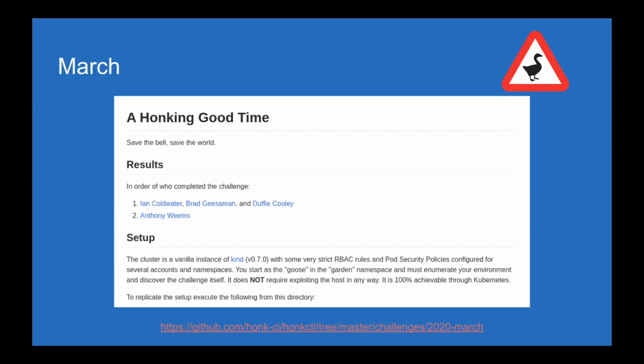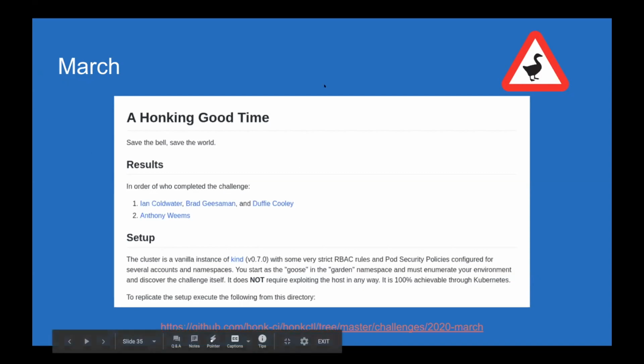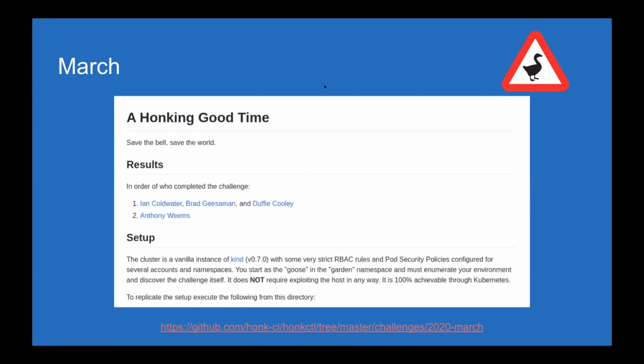There were two teams that won. Ian, Brad, and Duffy formed just an amazing dream team and got it within, I think it was 24 hours, and then Anthony Weems got it a couple hours after that. And it was wonderful. I'm not going to talk about this challenge because I do want people to play the March edition, just because Bob put so much time into it.